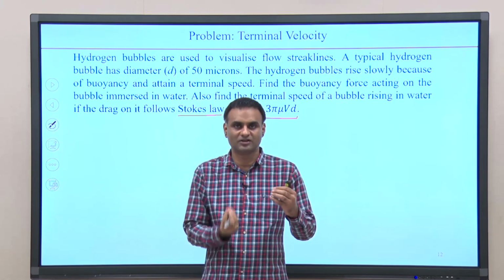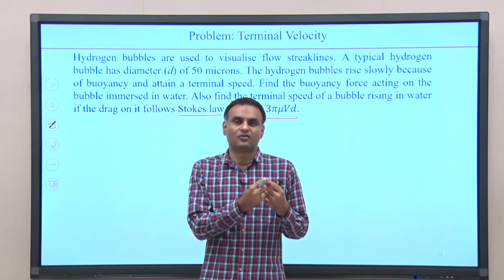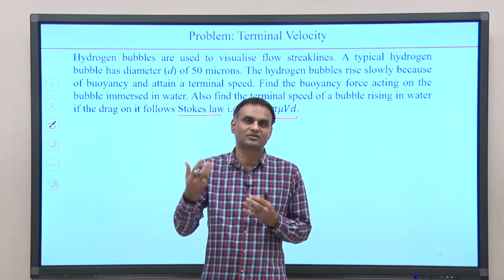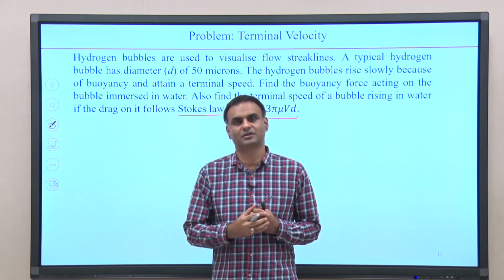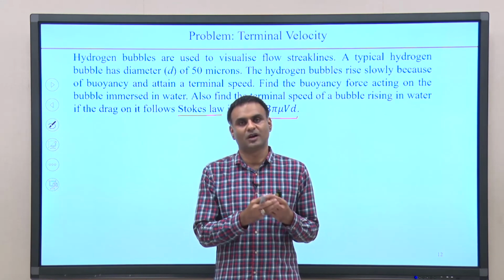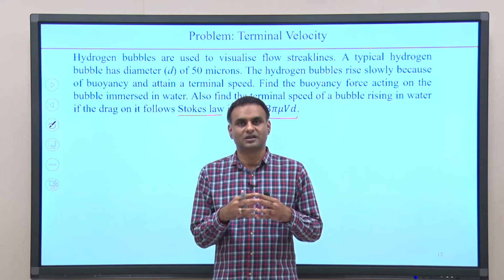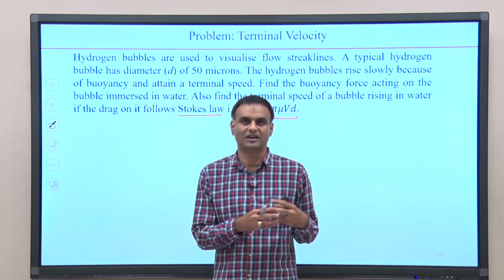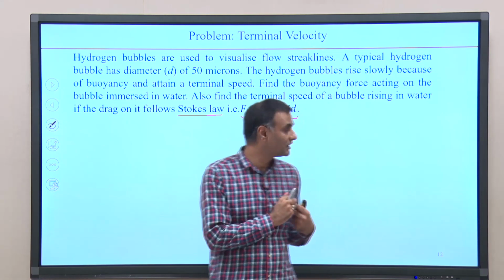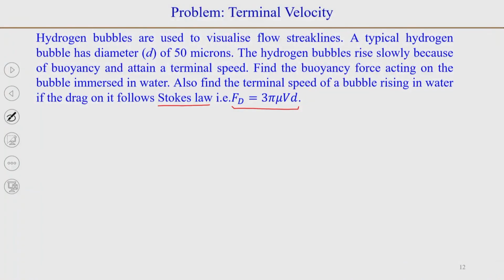two forces, the buoyancy force and the drag force, balance. Of course, there will be some mass, but that can be negligible when compared with the buoyancy force. So, when all the forces on the bubble are in equilibrium, it will have 0 acceleration and it will achieve a constant velocity, and that velocity is what we call terminal velocity. So, the first question asks what is the buoyancy force acting on this bubble. That is simple.